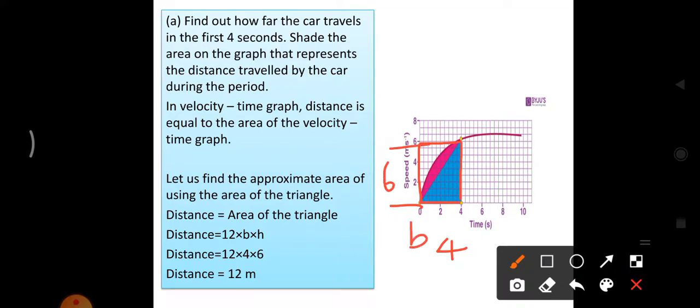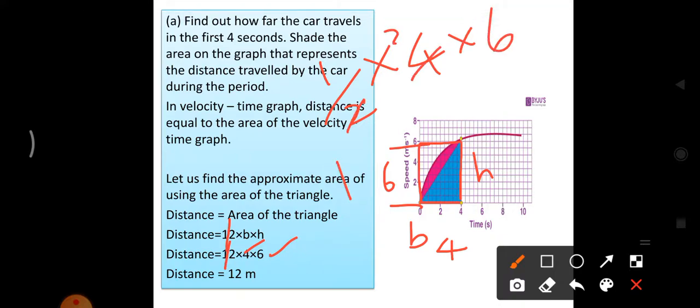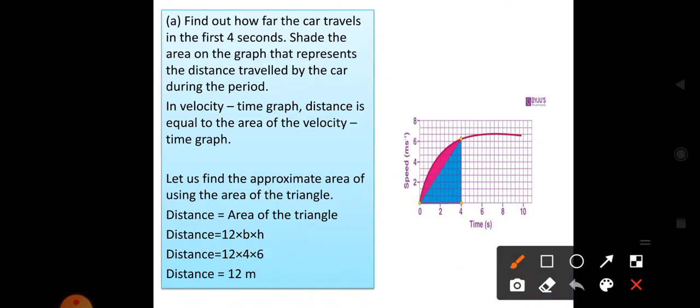So this is b and this is h. So half into b into h. Half into, instead of b we substitute 4 and instead of h we substitute 6. So 1 by 2 into 4 into 6. 1 2s are 2, 2 2s are 4. 2 into 6, 12. So the distance covered by the object is 12 meter. And we cannot find the distance for this shape because it takes more steps, so you leave it.